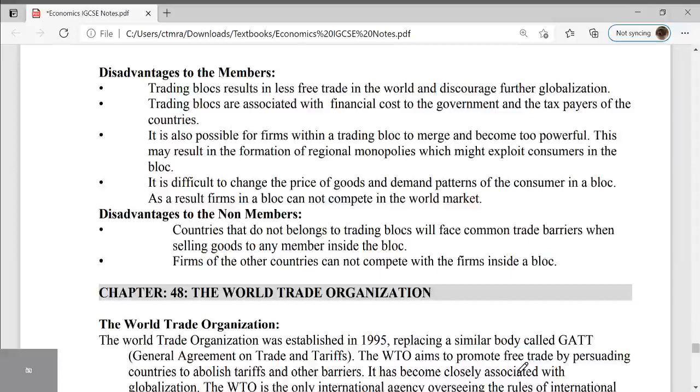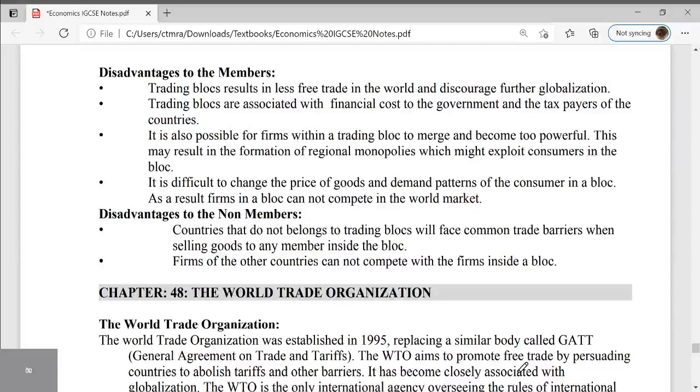Then it is also possible for firms within a trading bloc to merge and become too powerful, and they can form a regional monopoly. If this happens, then it's not a good thing because there will be exploitation of consumers. So the free trade benefit won't be enjoyed. What will happen is that price will rise, quality will fall, choices may fall. So it's very harmful for the consumers.